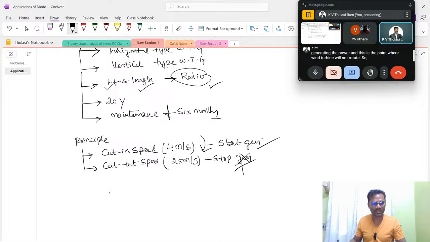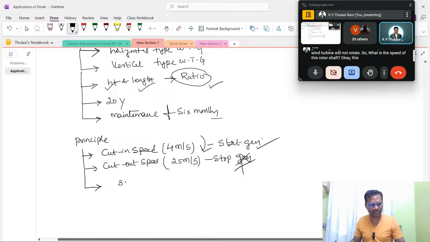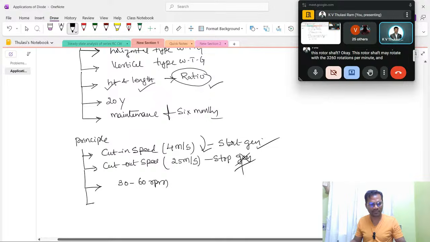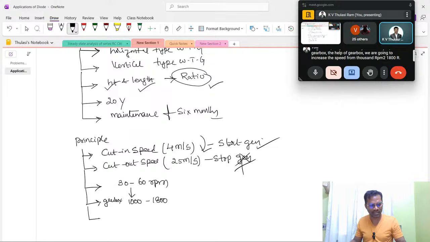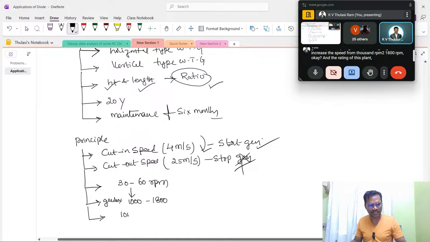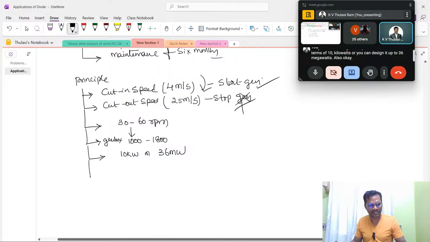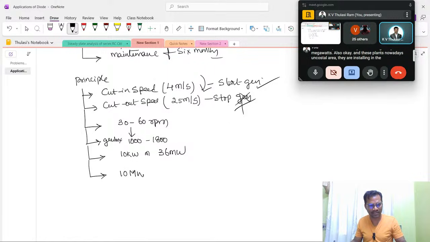So what is the speed of this rotor shaft? This rotor shaft may rotate at 30 to 60 rotations per minute, and with the help of the gearbox, which I already showed you, we increase the speed from 1000 rpm to 1800 rpm. The rating of these plants will be in terms of 10 kilowatts, or you can design them up to 36 megawatts also. Nowadays on the coastal area they are installing plants with a rating of 10 megawatts.